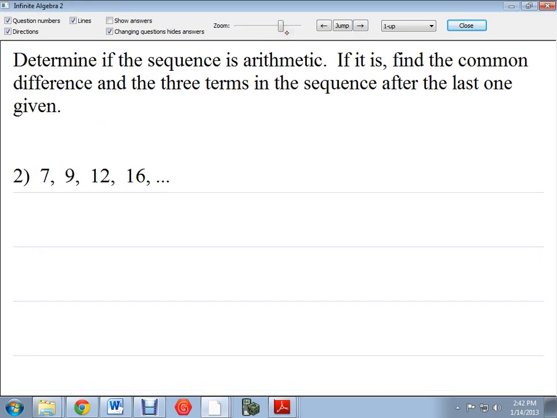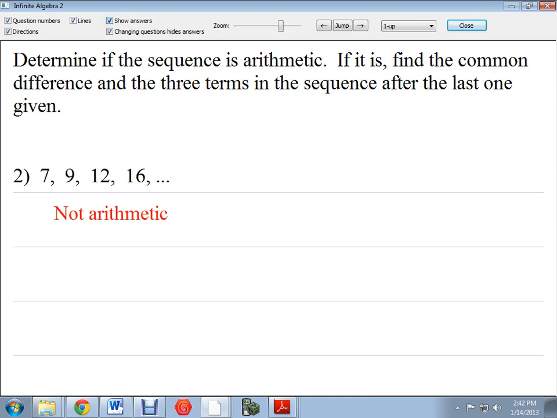Just because it has a pattern to it does not mean that it is arithmetic. This one increases by 2, then increases by 3, and then increases by 4. Yes, there's an obvious pattern to it, but this is not arithmetic. So that's what we would say, that these are not an arithmetic sequence.